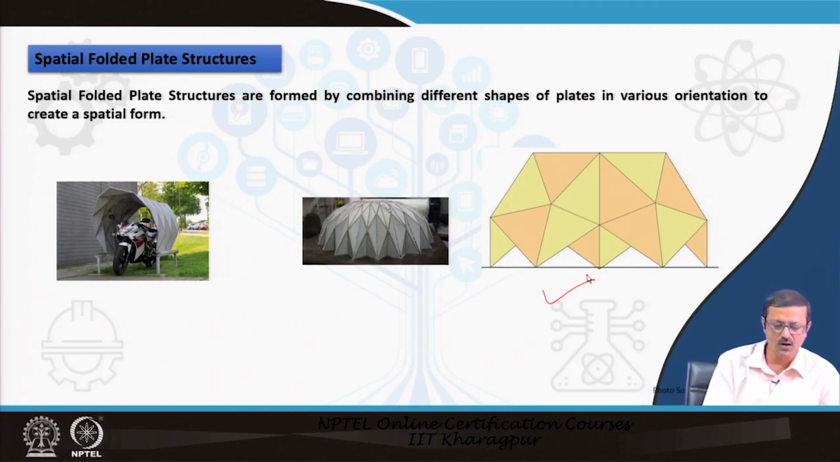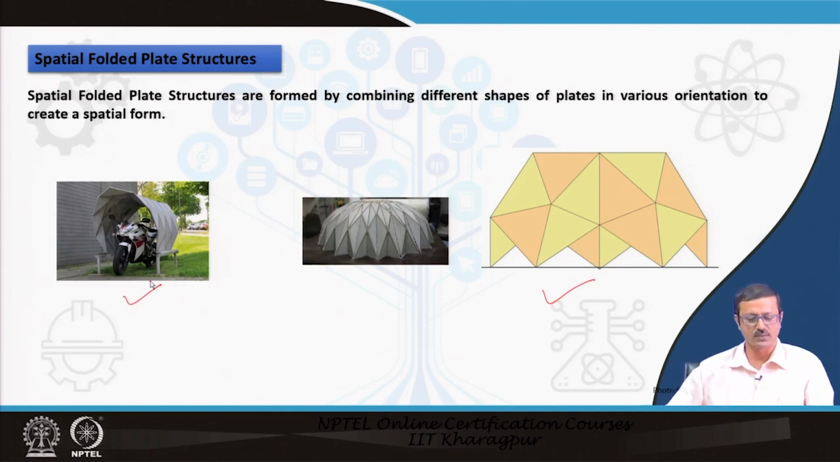So, this is a small shade designed for bike parking. There may be small tent-like shapes we can also think of, by virtue of which we can create a kind of temporary shelter also.